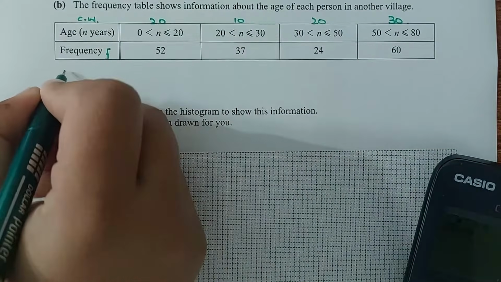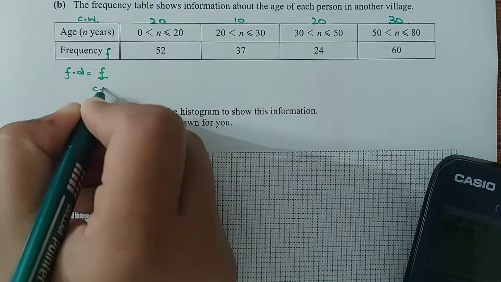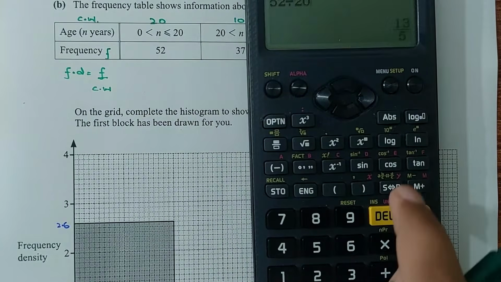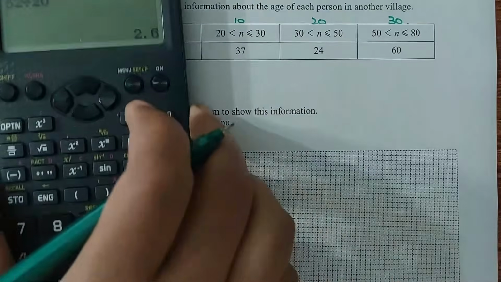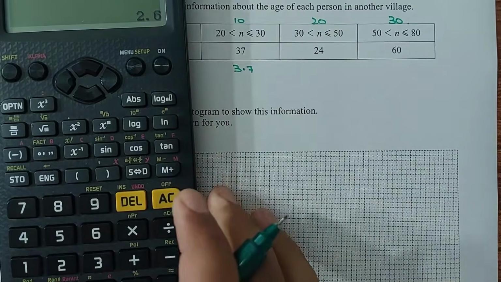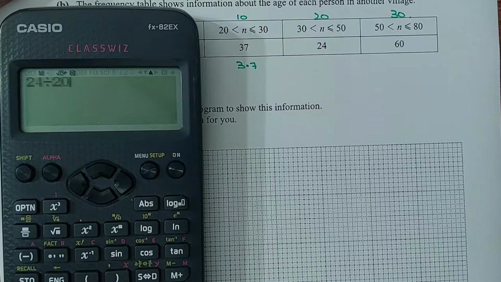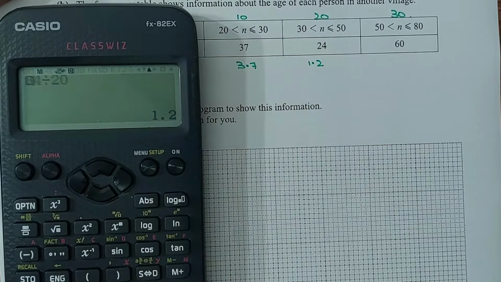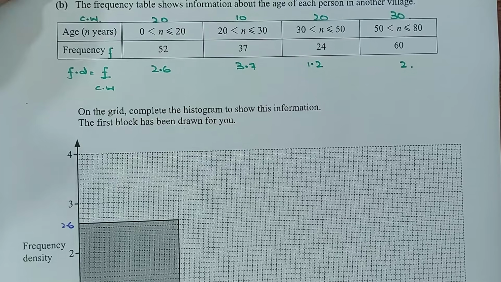Right, now let me solve for the frequency density, which is frequency divided by class width. So the frequency is 52, divided by 20, this is 2.6 for the first interval, and 37 divided by 10 would be 3.7, right? And the next would be 24 divided by 20, this is 1.2, and the last is 60 divided by 30 is 2, right? Now let me complete the histogram.